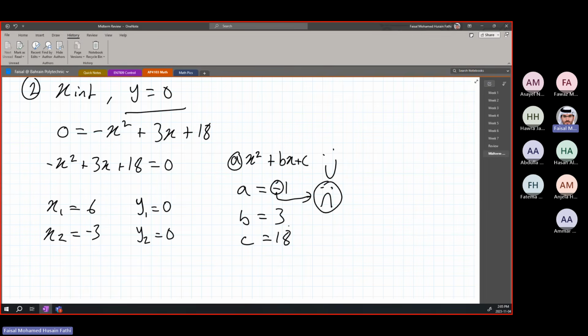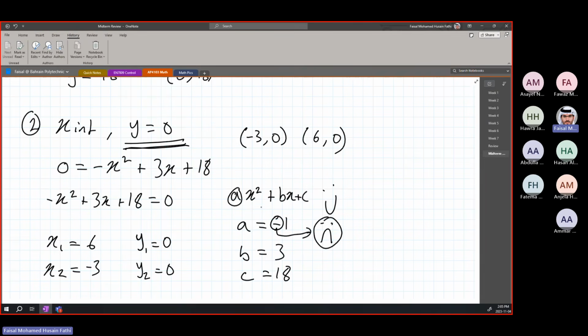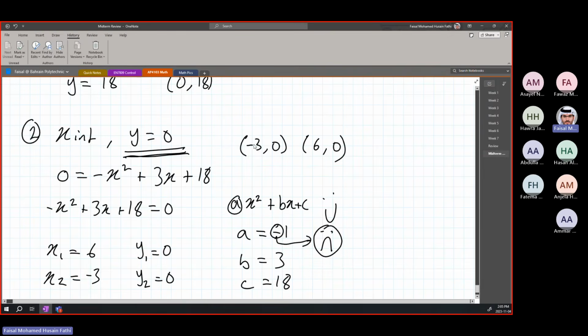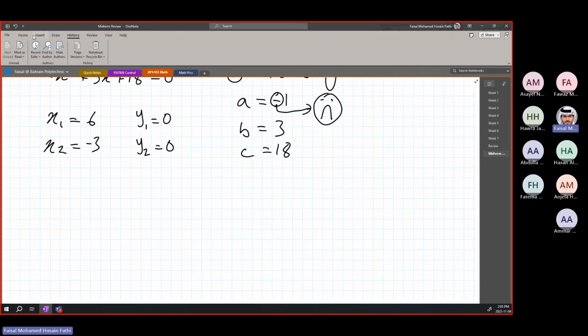Because y is equal to 0, we are finding it for y equal to 0. So our two points are (minus 3, 0) and (6, 0). These are the two x-intercepts. So the first step was finding the y-intercept, we found our point. Now we found our x-intercepts, which are 2 points. Step 3.